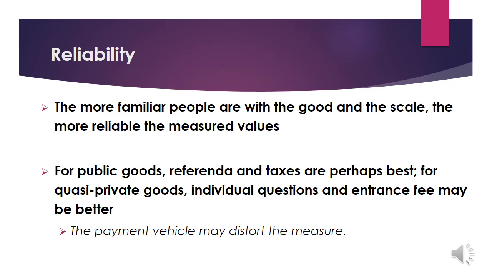Reliability means, is the study replicable, or can we produce the same results over time? This is the second most important consideration to a CVM study. Can the study variable be used multiple times in achieving the same result? The more familiar people are with the good and the scale, the more reliable the measured values are. For public goods, referenda and taxes are perhaps the best. For quasi-private goods, individual questions and entrance fees may be a better interpretation. Again, the payment vehicle may distort the actual measures.